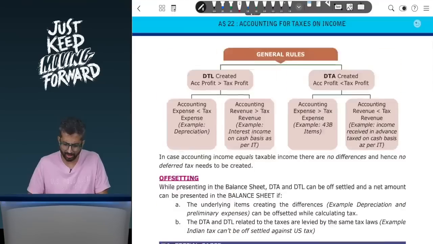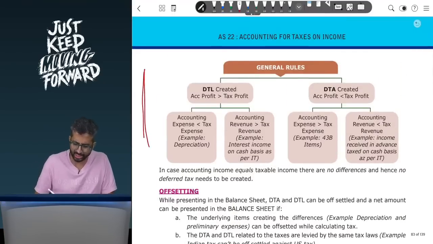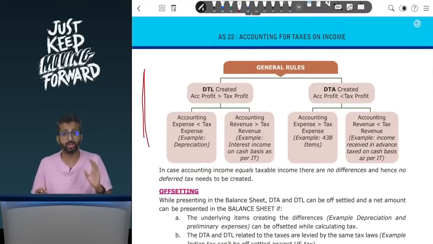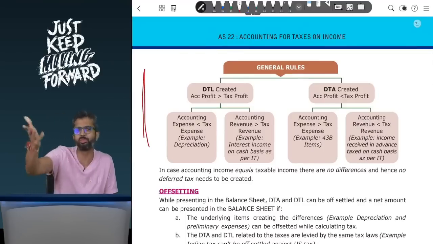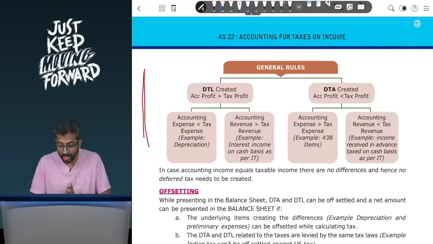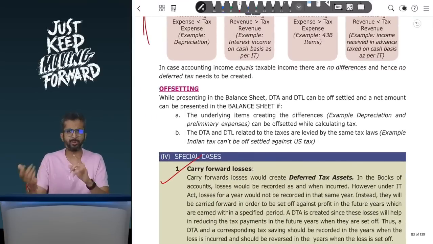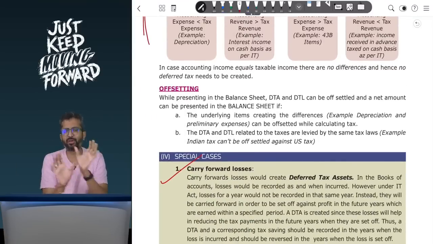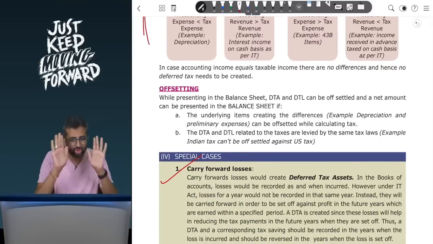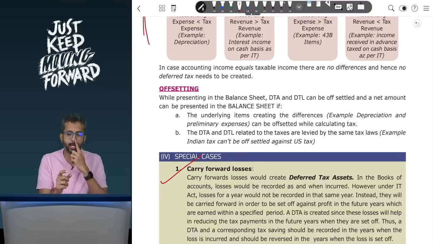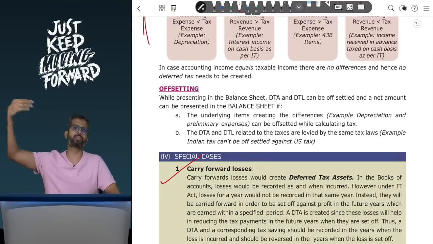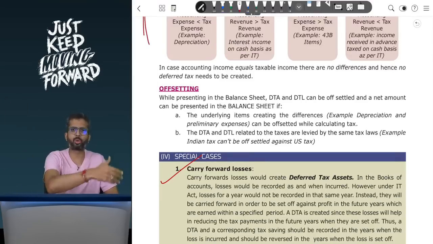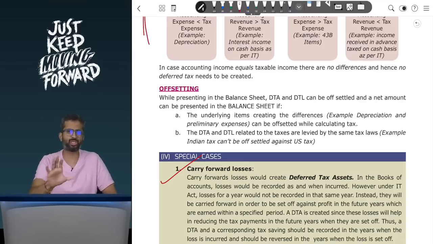So over here we have mentioned briefly when a deferred tax asset or a liability gets created. Usually when accounting income is greater, it will be a deferred tax liability. When accounting income is lower, that will be a deferred tax asset. That is a general rule. Okay. Offsetting: in my final balance sheet, generally I can offset deferred tax asset and liability, and I will show net, generally because assets and liabilities are coming out of the same Indian income tax law. However, if it is coming out of some other law, like one item is coming out of US tax law, one is Indian tax law, then you cannot offset, you will have to show them separately.